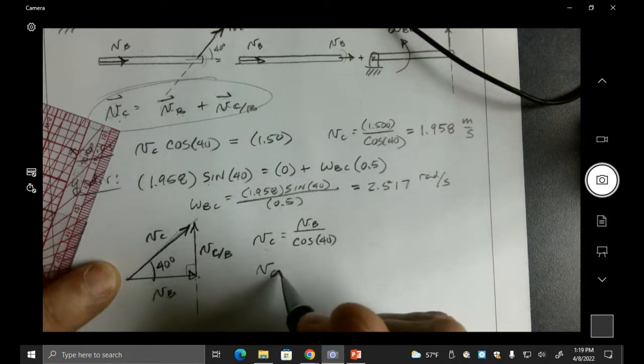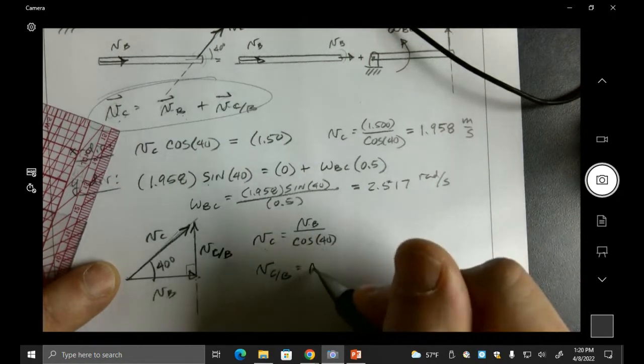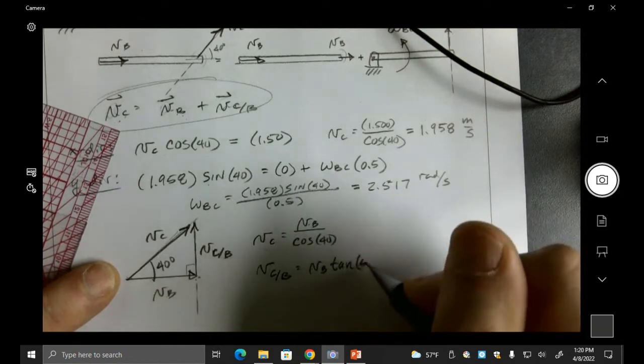And the same thing is true over here, but now I always got to be careful with this. Is it going to be multiplied or is it going to be divided? We want the rise, so we need to multiply, right? So we need VB times the tangent of 40 degrees.